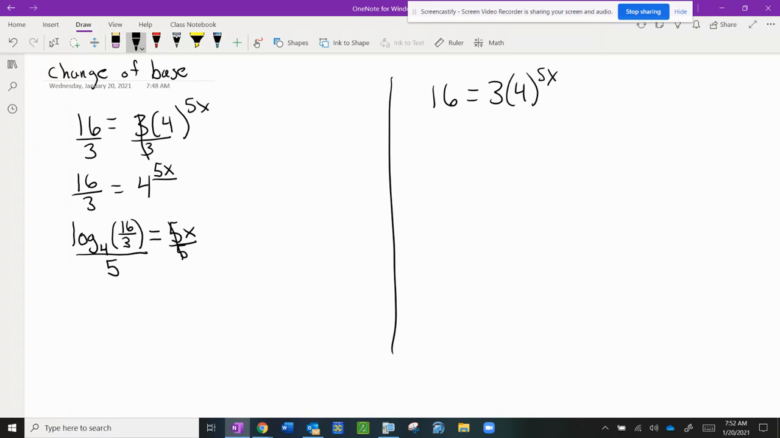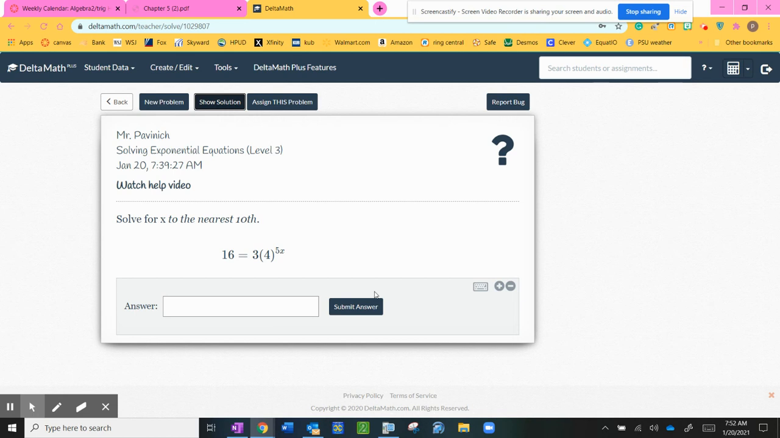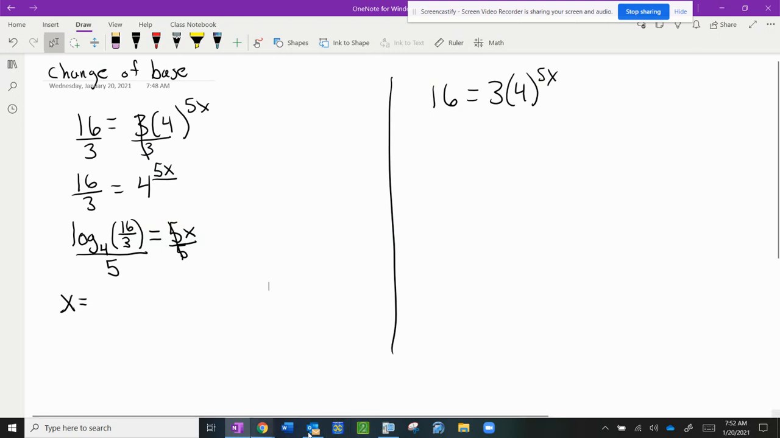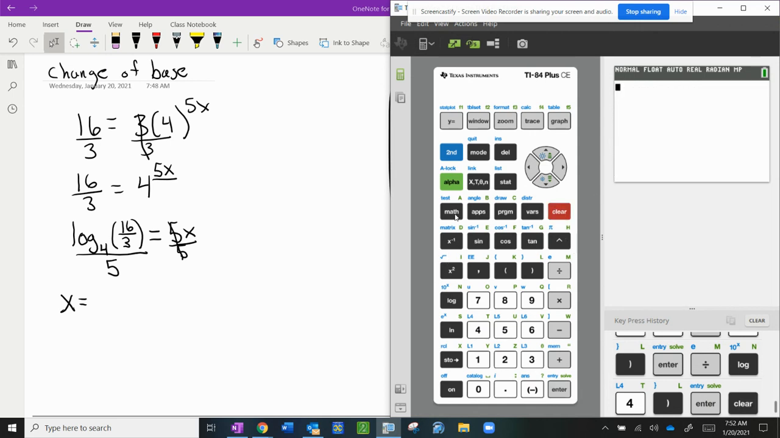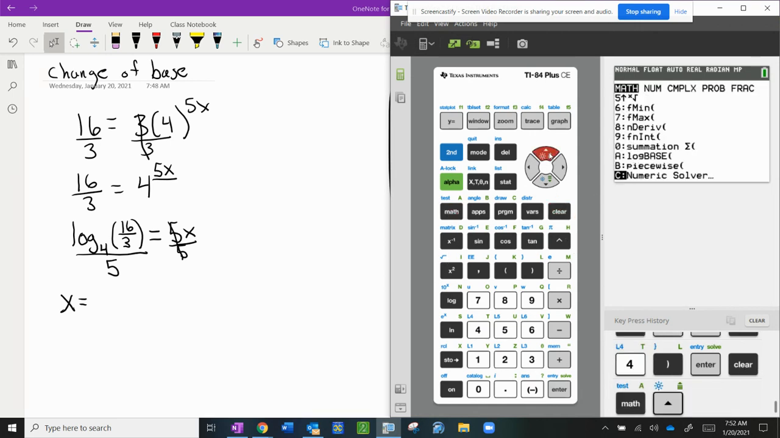Now I'm just going to put this in my calculator. Maybe I want 3 decimal places. Let's see what this asks for. It says round to the nearest tenth, so we'll round to the nearest tenth. I'm going to go to my calculator, clear out my history, go to math, and go to my log base.